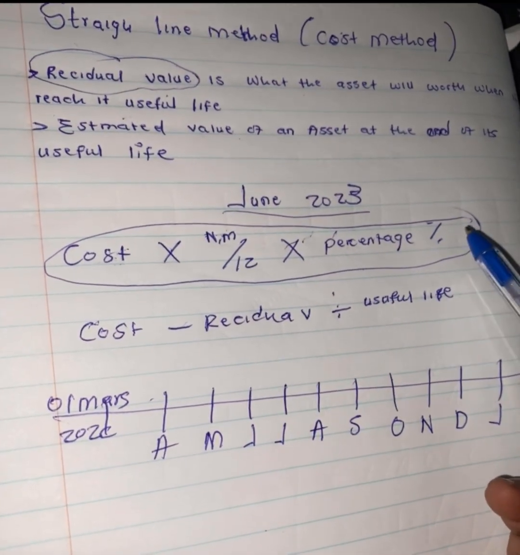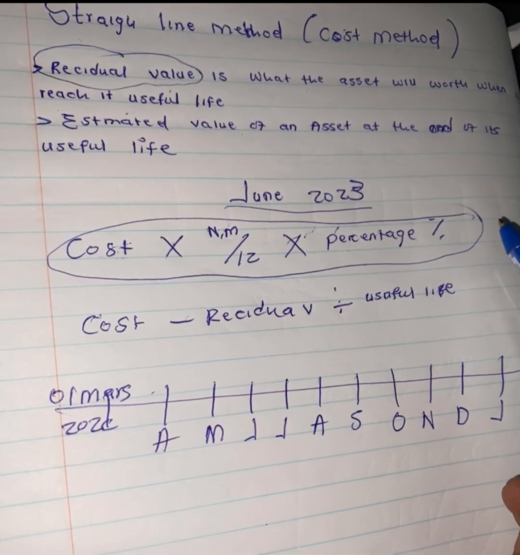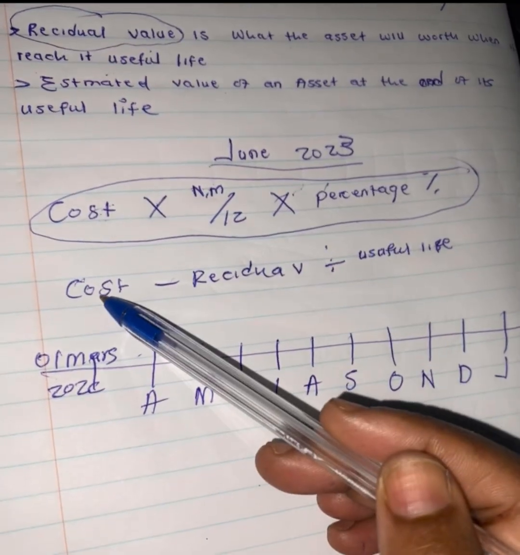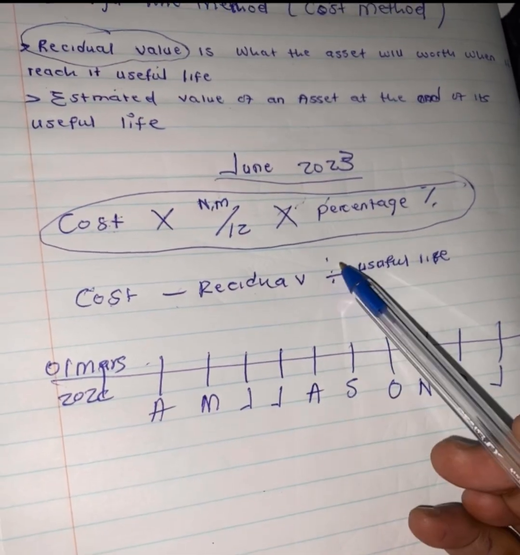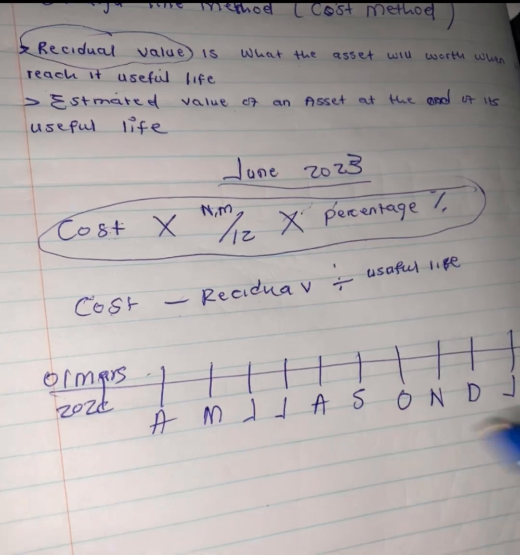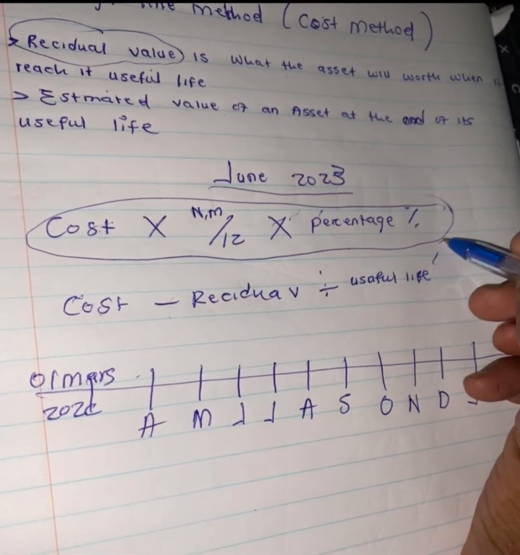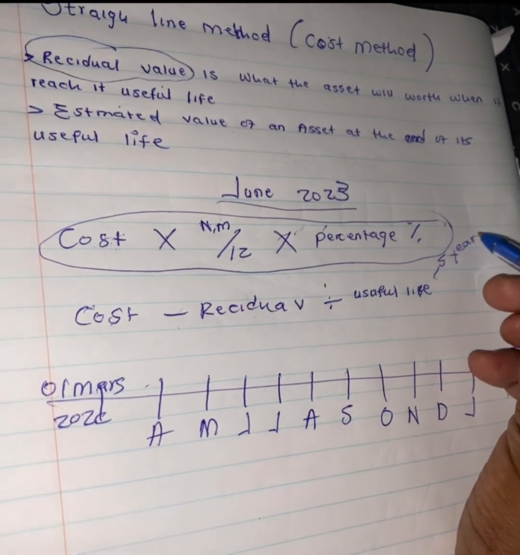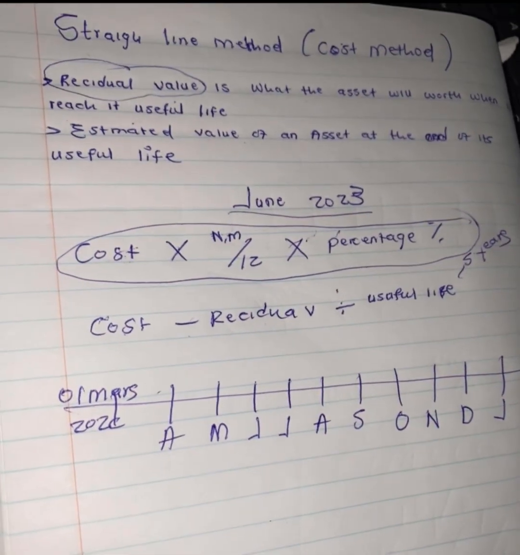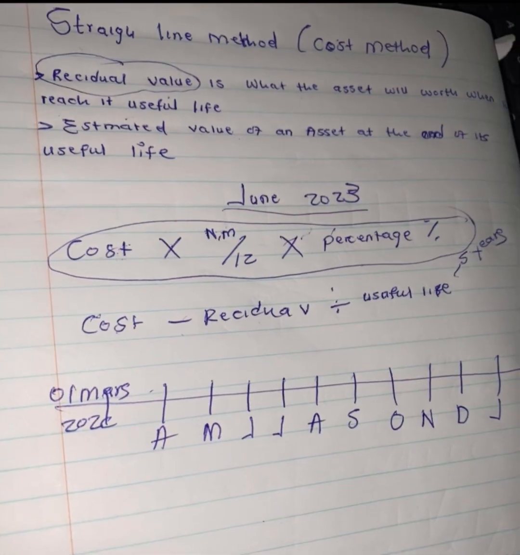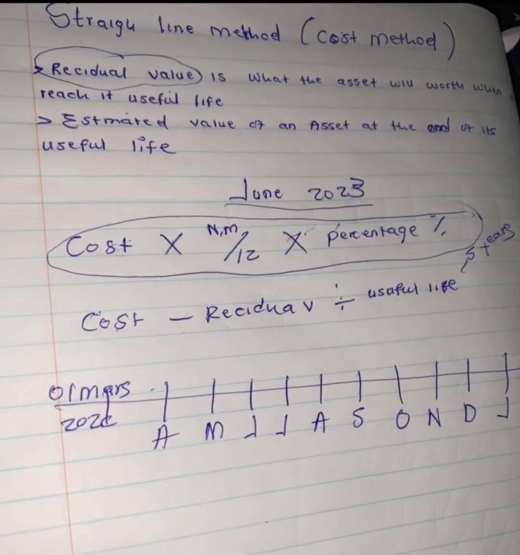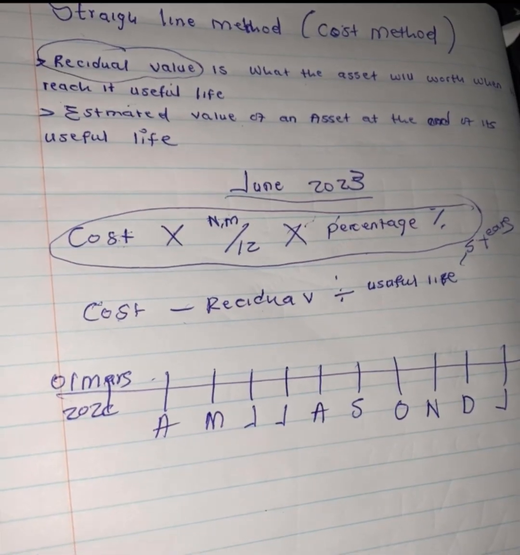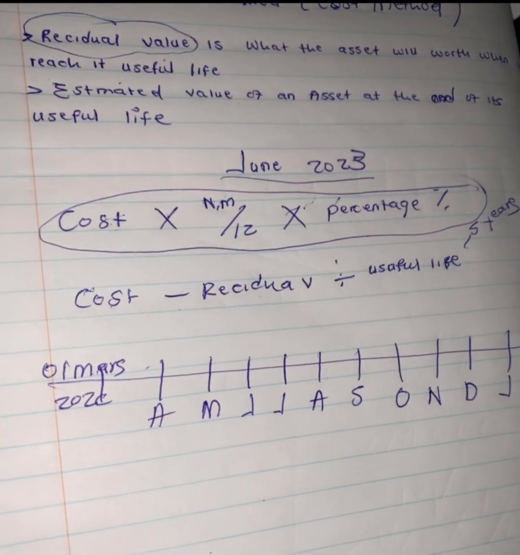But whenever you come across something about the residual value, we are not going to calculate in this way. You're going to say cost minus the residual value, divided by the useful life. If they say the asset will last for 5 years, you're going to divide by the 5 years. What is residual value? Residual value is what the asset will be worth when it reaches the end of its useful life, or we can say it's an estimated value of an asset at the end of its useful life.